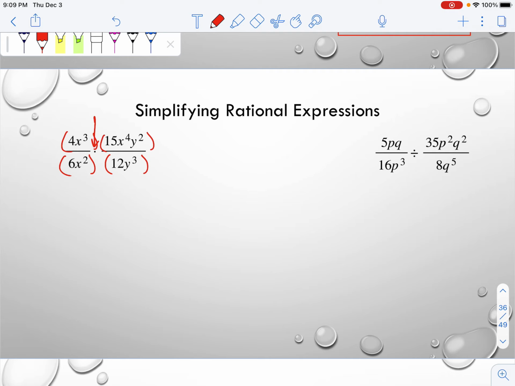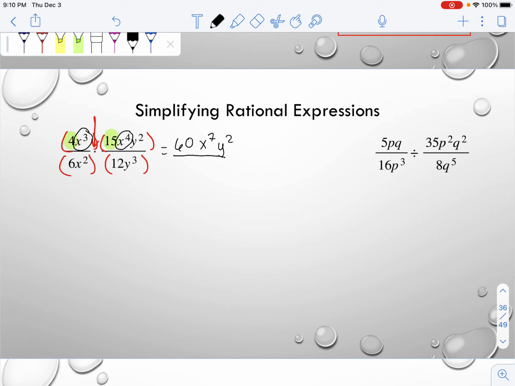I'll show it both ways, and then you can decide which way you want to do it and stay organized. So we're going to multiply coefficients with coefficients. So 4 times 15 gives us our 60. And then multiply your x's, x cubed, x to the 4th, we add them. So we get x to the 7th, and then y squared is by itself up there.